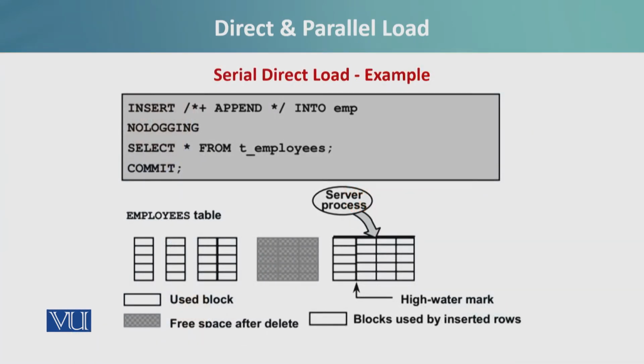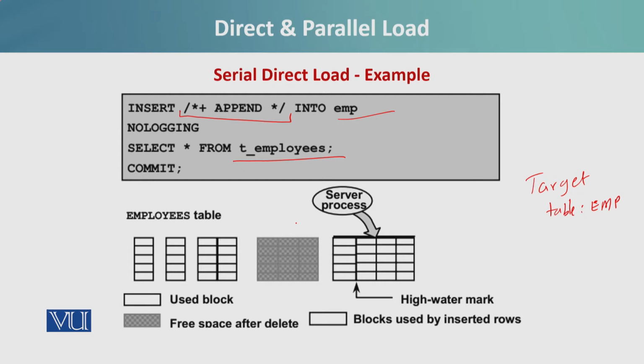So how does serial direct load work? For example, we have this command, and in this command we will use a hint. The hint is the part where we use APPEND, and it will load the data into the target table called EMP. So our target table is EMP. Data is loaded from the T_EMP source table into the EMP table. Then we will perform the COMMIT statement.